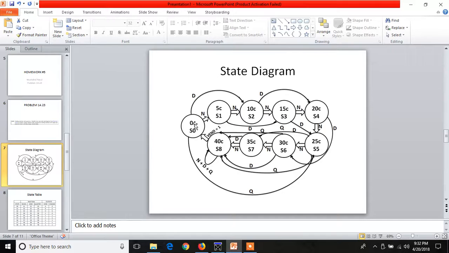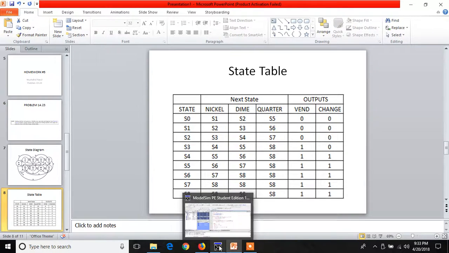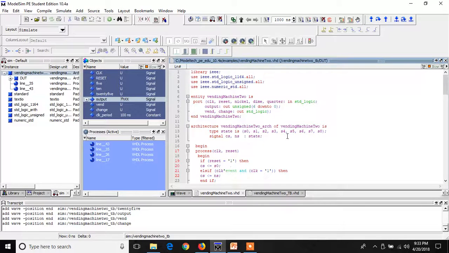So if in state 0 a quarter is inserted, it goes to state 5, which is a 25-cent state. And then if a quarter is inserted from that state, it goes to state 8. So here is the state table for this. And I will show you the code for this part 2.